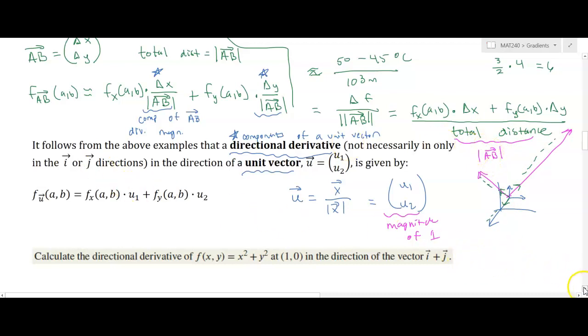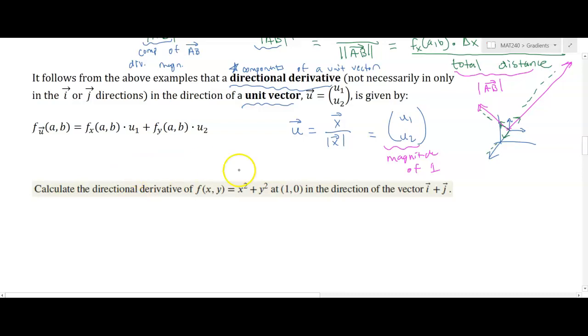Okay, so here we have our first example. Let's calculate the directional derivative. So this could represent, again, some sort of temperature. So let's give it some context. And this will be in meters, and this will be in meters. And we want to travel in the direction of i plus j.